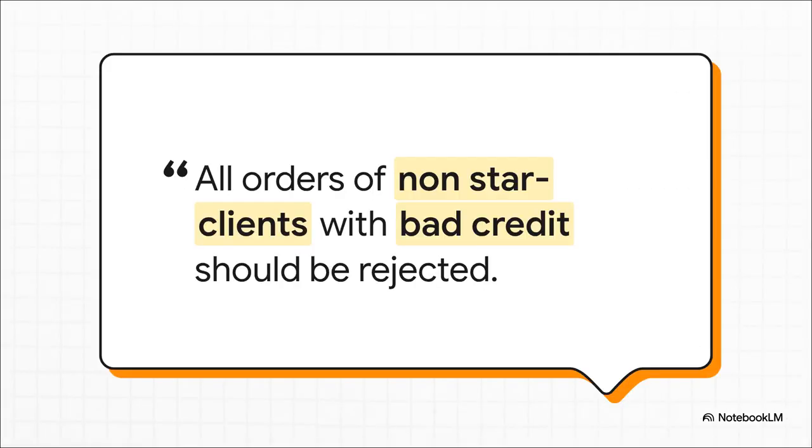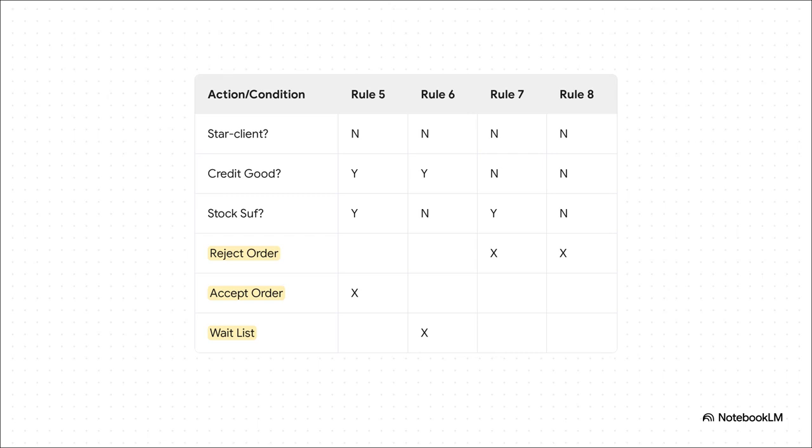And now for the final and, let's be honest, the most satisfying step. We get to apply our actual business rules. Let's start with this one. All orders of non-star clients with bad credit should be rejected. So now we just go to our table and find the columns where star client is no and credit status is bad. So after we apply all the business rules, this is what we get, our finished table. We just put an X to mark the right action for each column. So for example, look at rules 7 and 8. If someone's not a star client and has bad credit, we just reject the order. It doesn't even matter if the product is in stock. What we have now is a totally complete, 100% unambiguous guide for what to do no matter what.